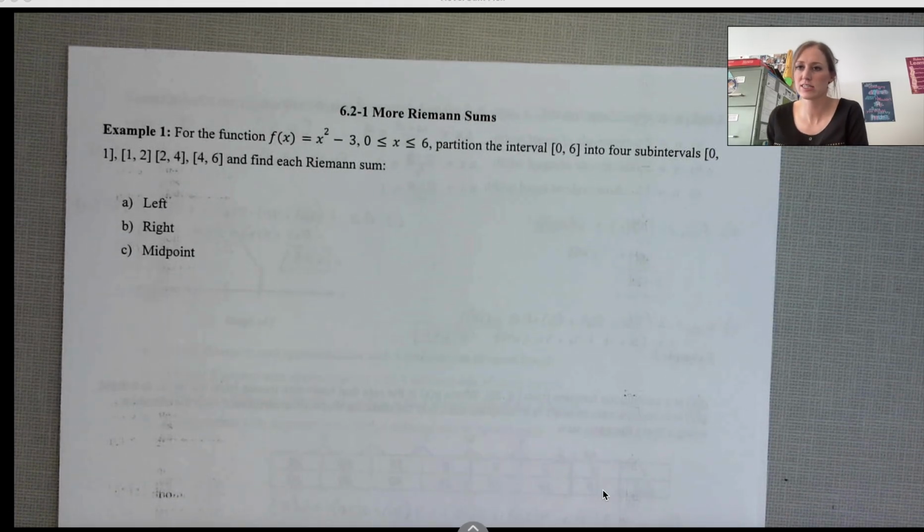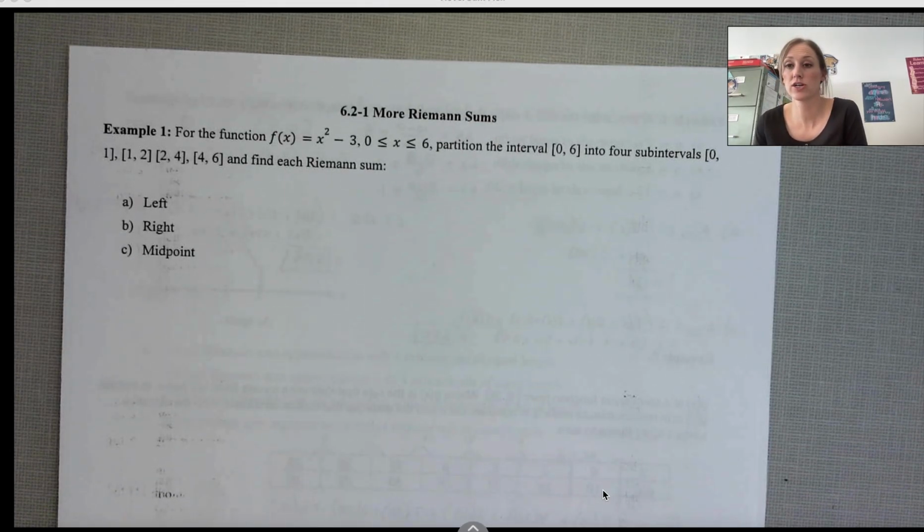First video for 6.2. We're going to be learning 2 additional Riemann sums. So we looked at left and right last time. We're going to be learning about midpoint Riemann sums and trapezoidal sums, as well as just reviewing and practicing left and right a little bit more.